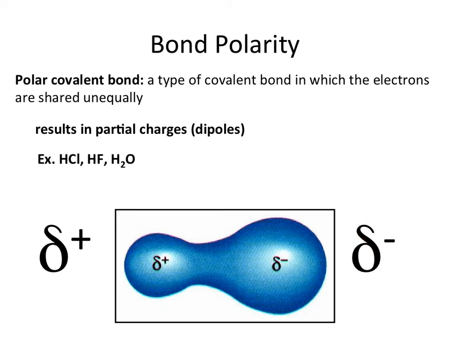So this symbol, delta minus, delta positive, is basically just representing a partial positive and a partial negative charge. What that means is that there's an area of negativity around this atom, and there's an area of positive charge around this one. It's not a full and complete charge, but there is a positive and negative aspect to the sides of this molecule.